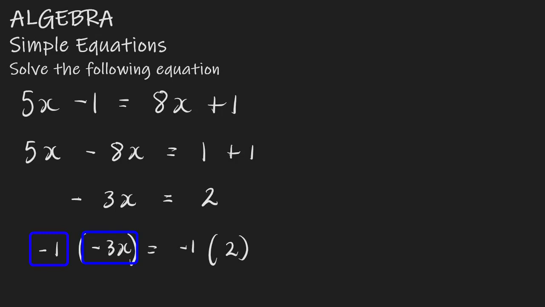Negative 1 times negative 3x, that is equal to positive 3x. And that is equal to negative 1 times positive 2, that is equal to negative 2. Here, 3 is multiplied to x. I want x alone on the left-hand side of my equal sign. So therefore, x is equal to negative 2 divided by 3. And we have just solved our simple equation. X is equal to negative 2 on 3. That is my answer.